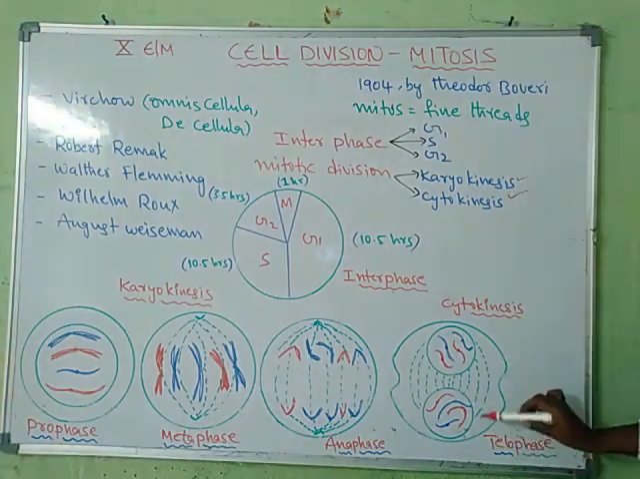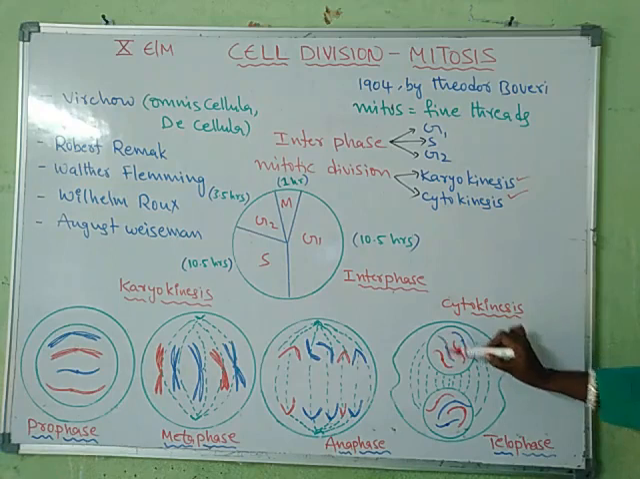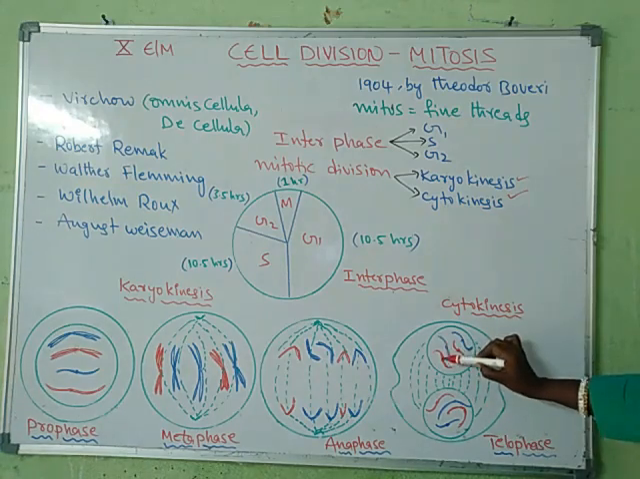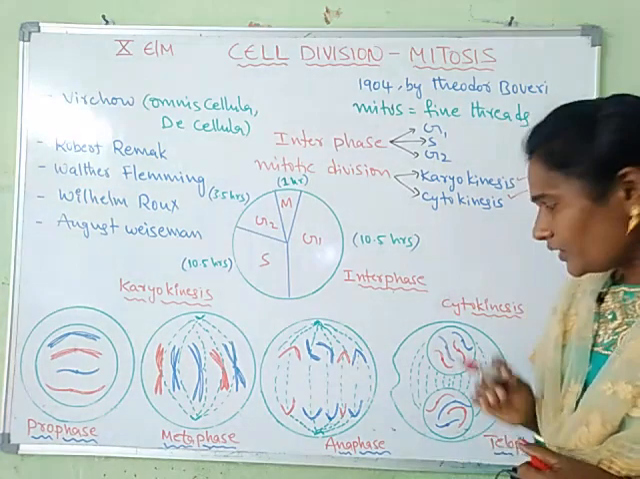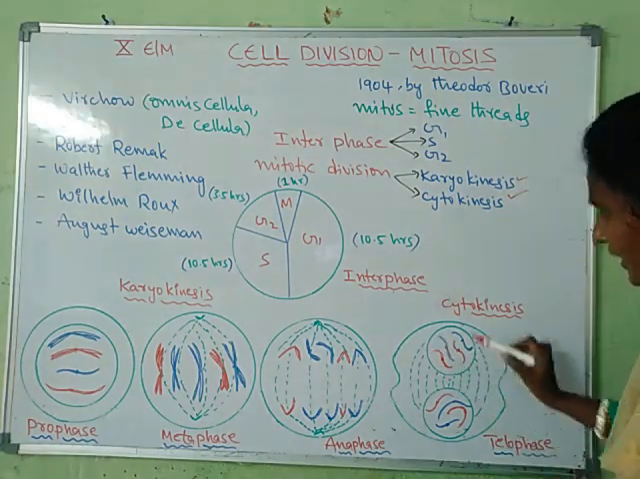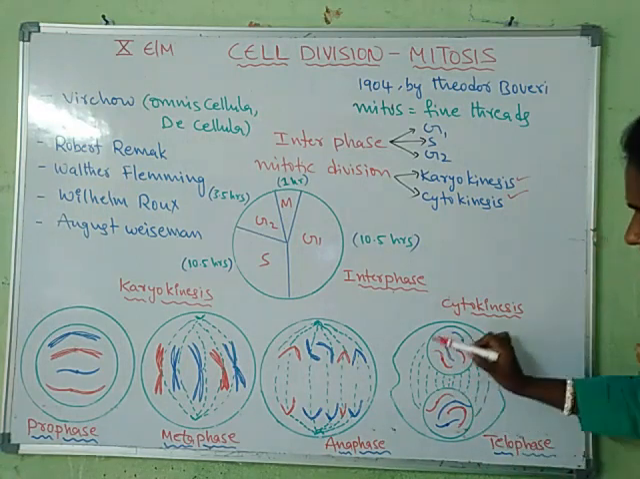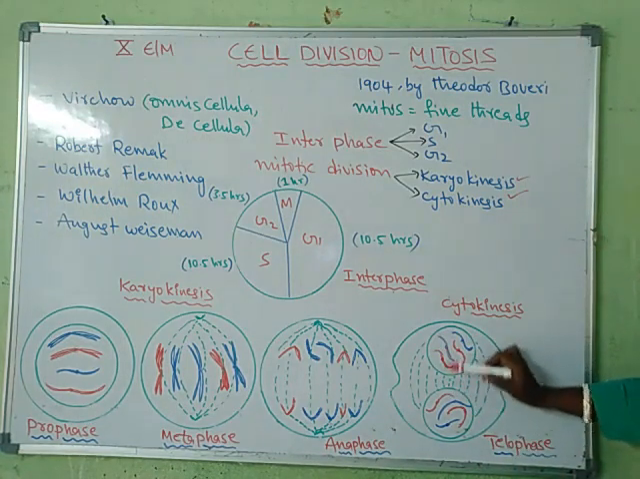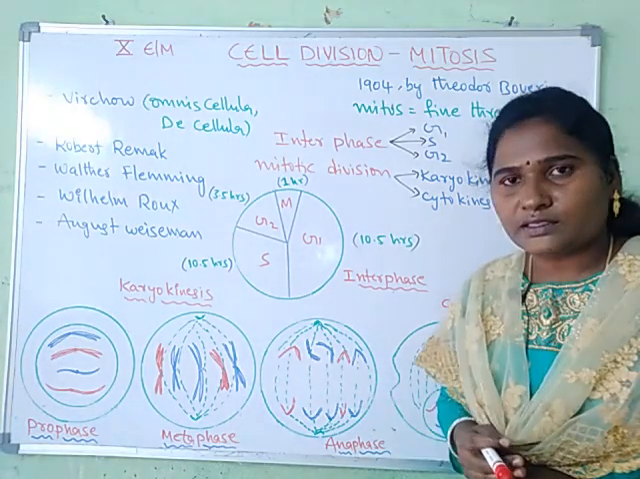In telophase, the chromatids elongate, and again the nuclear membrane forms around the two daughter nuclei. So this is about karyokinesis.